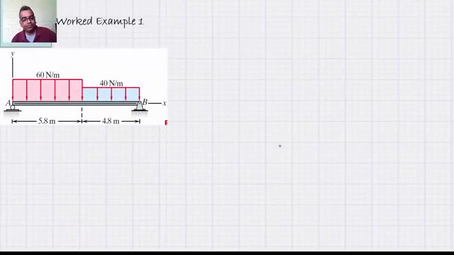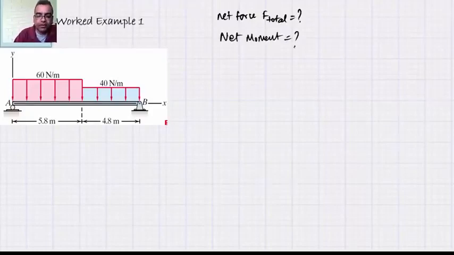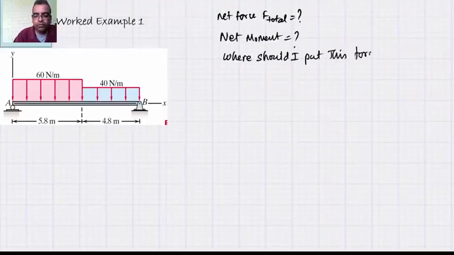Now let's look at an example. Here it is. I have two very simple loads and I want to find out what's the net force and net moment at point A. So net force equal to what? Net moment equal to what? And if I have to replace it with a single force, where should I put this force? So let's see. I got 1 and I got 2.